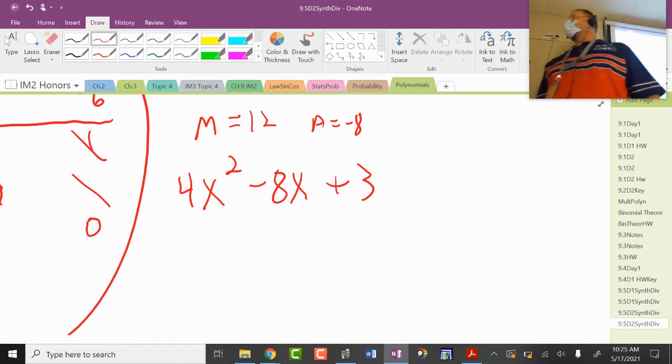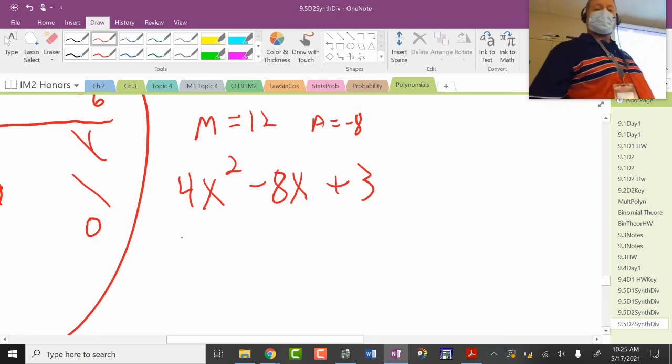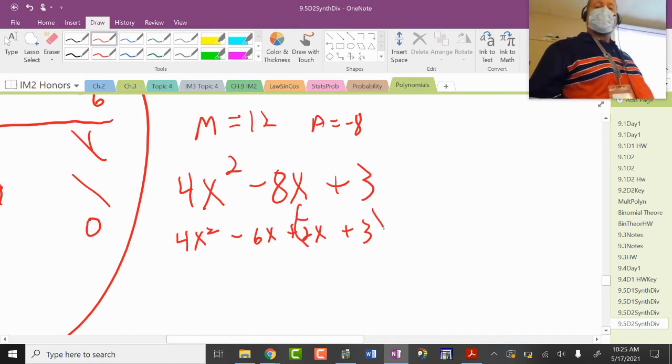What are the magic numbers that multiply to be 12 and add to be -8? -2 and -6. What do I do about that? I split up the middle term into those magic numbers. Sometimes this way is a little bit faster than trying to guess and check. I do argue that that's the case.